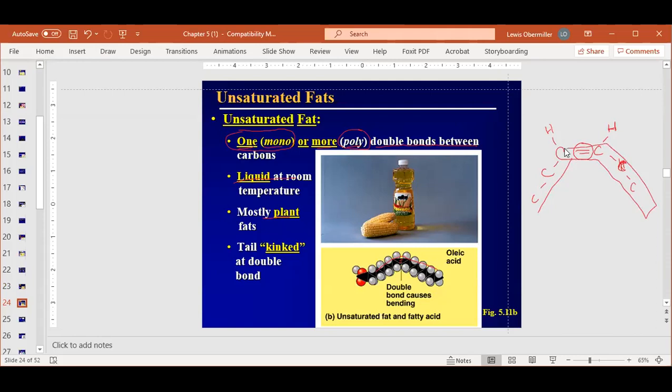And so if you look at the shape of it, you can see that it's bent like this. Does that make sense to everyone? Yeah. But this is a cis fat, right? Because these long chains are on the same side, and these hydrogens are on the same side. So this is a cis fat, but it's also unsaturated because it's bent.